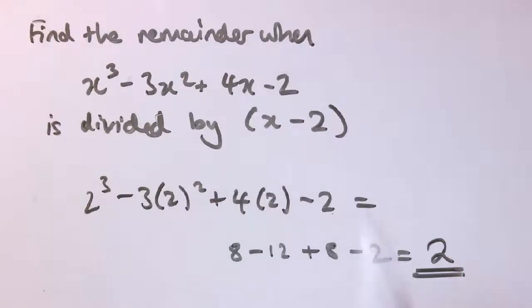Just coincidence that these numbers have come out the same both times. In the previous one I put in minus 1 and I got out minus 1. Here I've put in 2, I've got out 2, that's coincidence. This number could be anything. So that's how the remainder theorem works.